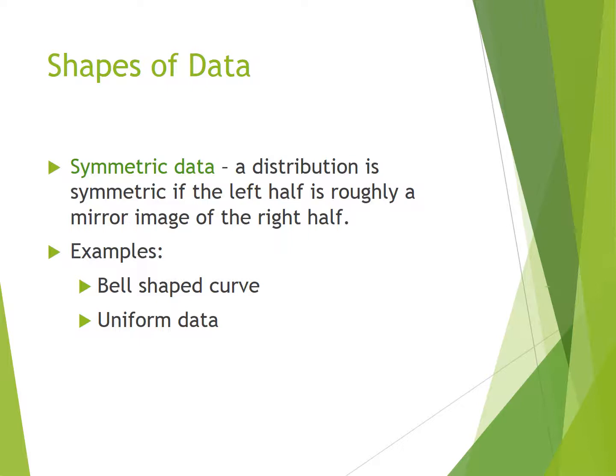Now, there are different shapes of data. Symmetric data means if you folded the graph down the middle, the left half is roughly the mirror image of the right half. Examples of symmetric data are the bell-shaped curve and uniform data. The bell-shaped curve kind of looks like a bell, and uniform data looks like a rectangle. We're going to be seeing more of this when we get to chapter 7.